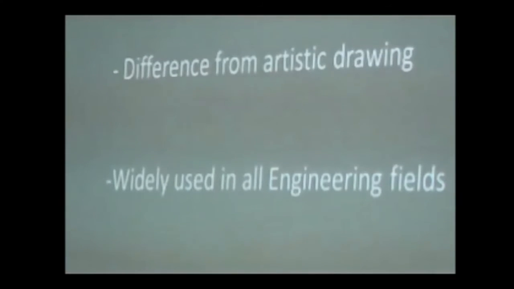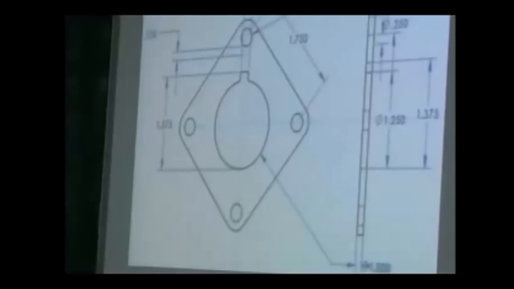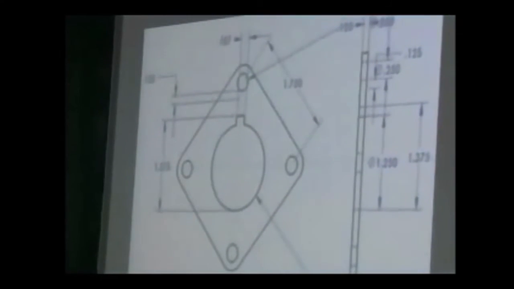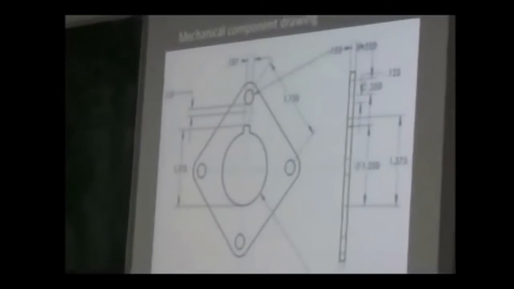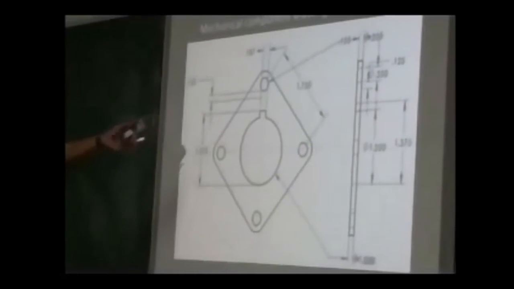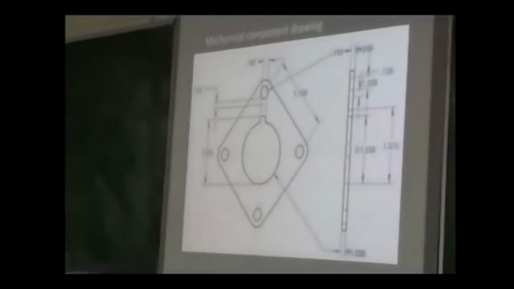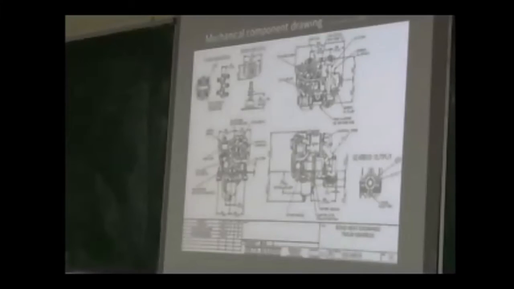In your first semester itself, you can see this is an example of a simple mechanical component drawing. It's a thin plate which has 4 holes. In the center I have a hole. It's just a thin plate. So the details of the dimensions of that plate, the thickness of the plate, and the other details are shown in the drawing. It's a simple component. You can see this.